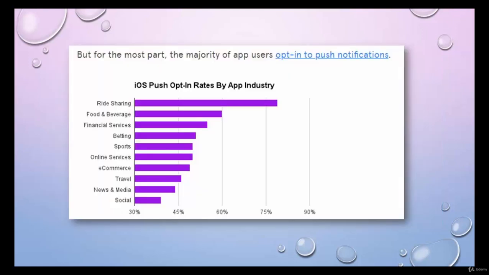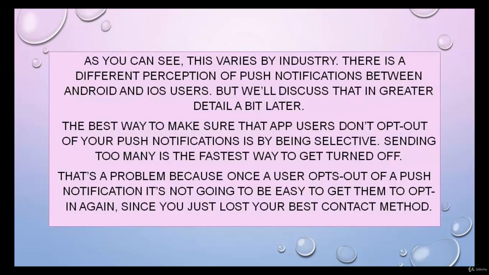But for the most part, the majority of app users opt in to push notifications. As you can see, this varies by industry. There is a different perception of push notifications between Android and iOS users, but we'll discuss that in greater detail a bit later. The best way to make sure the app users don't opt out of your push notifications is by being selective. Sending too many is the fastest way to get turned off.